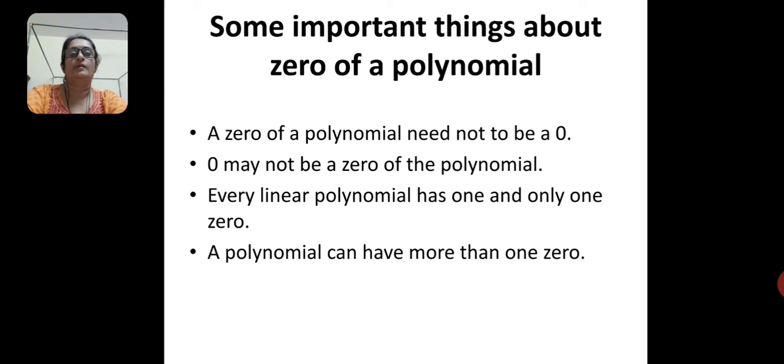Next, some important things about zeros of a polynomial. A zero of a polynomial need not be 0. It can be any number also. 0 may not be a zero of the polynomial. Every linear polynomial has one and only one zero. As I told you in the last slide, for a linear polynomial the highest degree will be 1 and the zero also will be only 1. And a polynomial can have more than one zero. So if the polynomial is quadratic or cubic, then it has 2 or 3 zeros also.